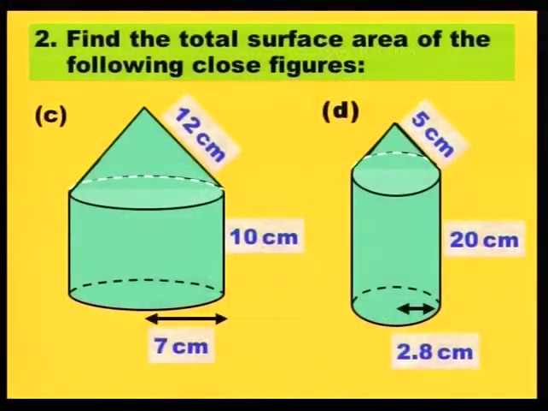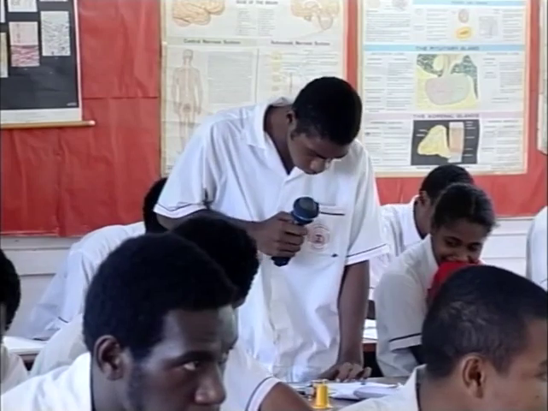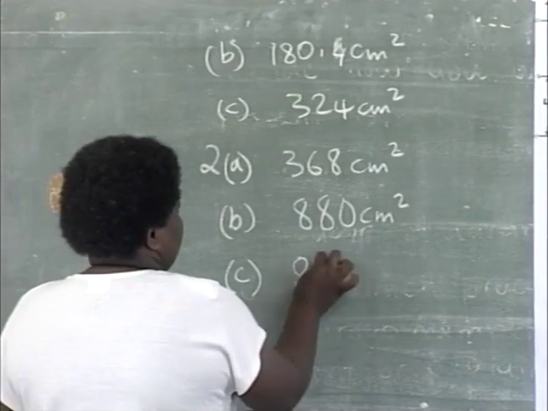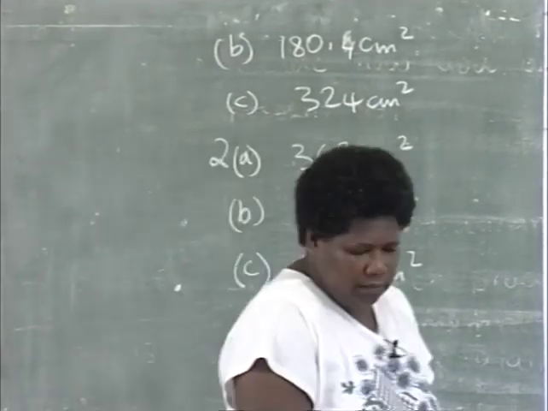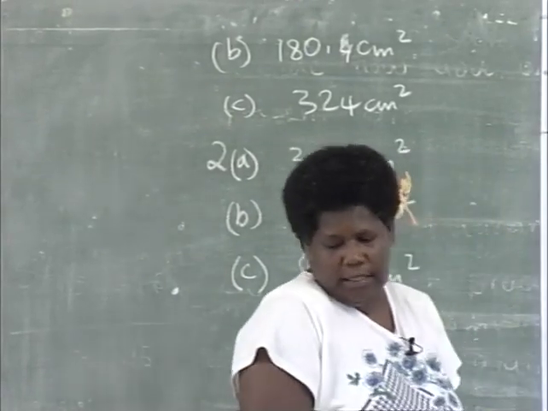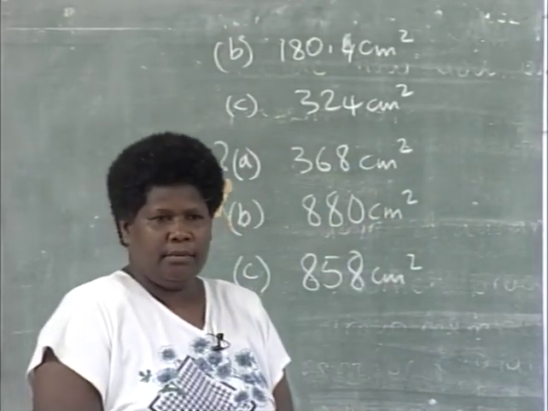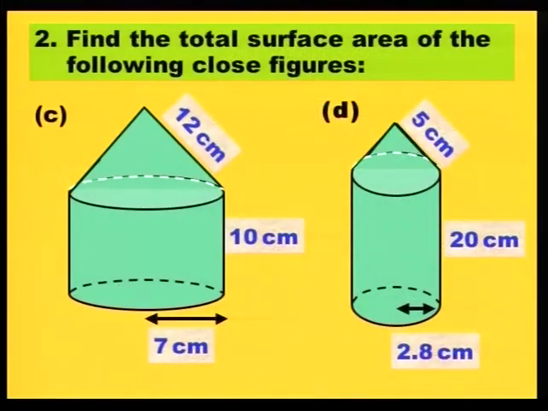Boromeo. 858 square centimeters. Okay, 858 square centimeters is correct. Letter D. Velma.